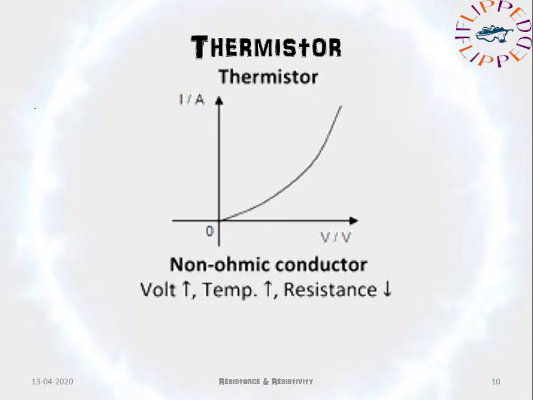Now what happens here is opposite to the ohmic resistor. As the voltage increases, the temperature increases, but as the temperature increases, its resistance decreases. So in other words, when it's hot, it allows for current to flow faster. We can see that the curve is increasing in gradient, meaning the resistance is decreasing. Remember, we said that the resistance is opposite to the gradient.